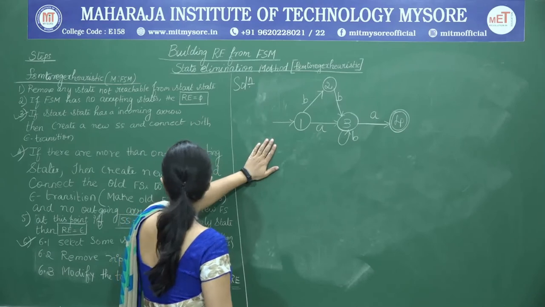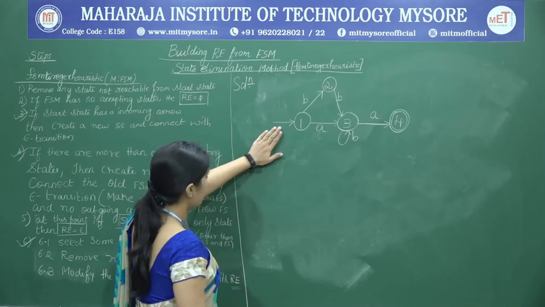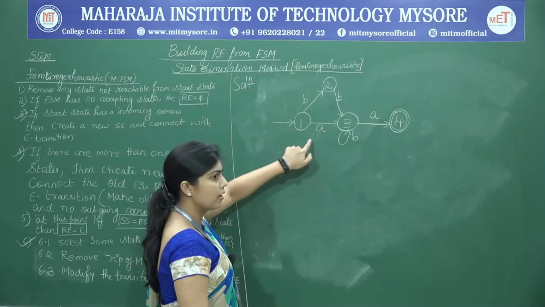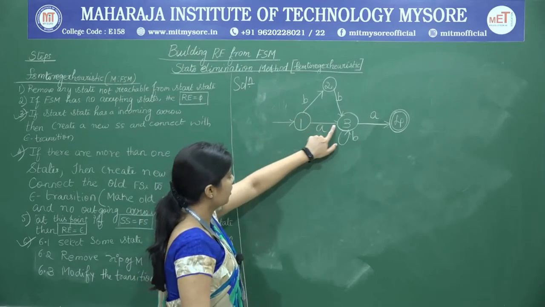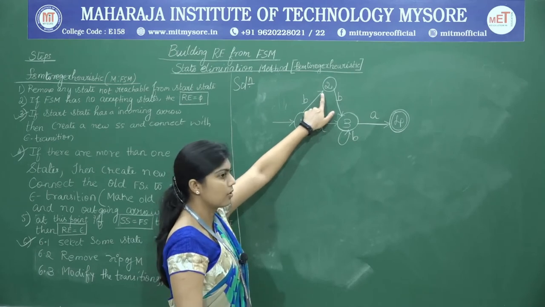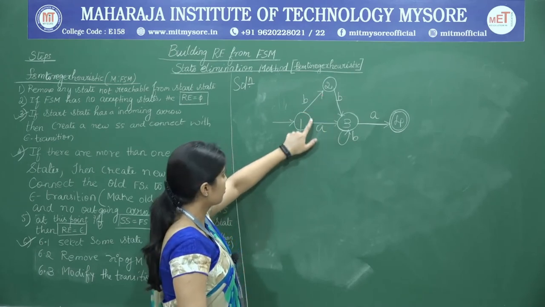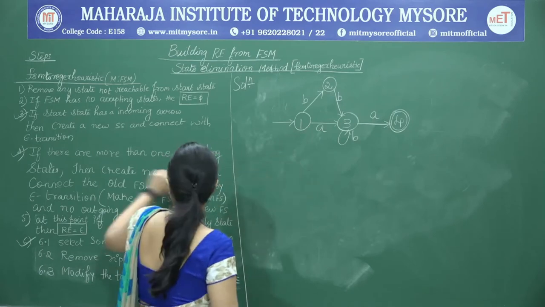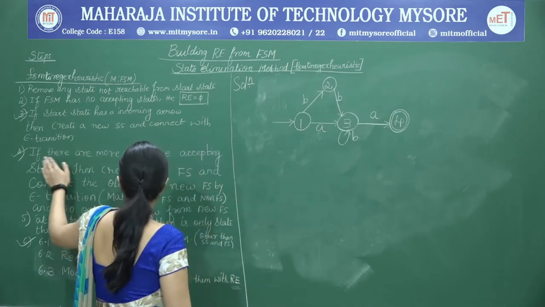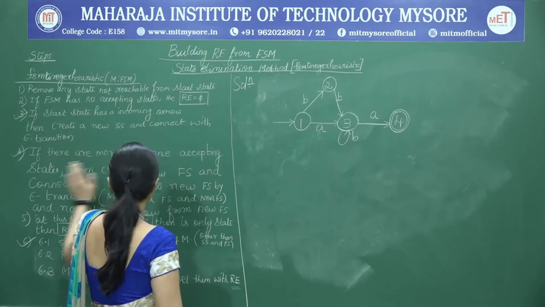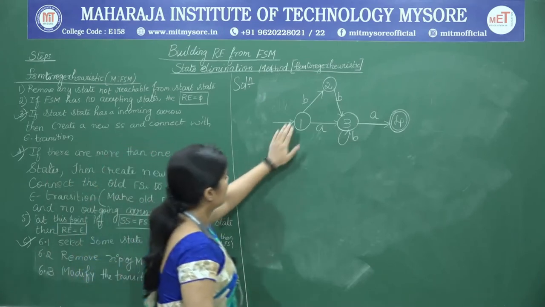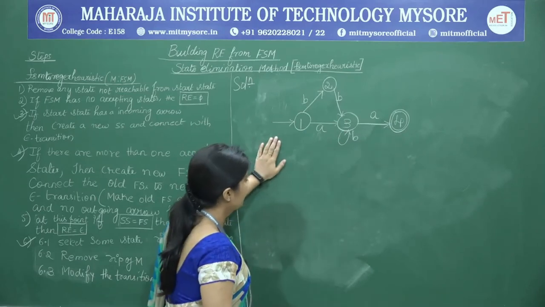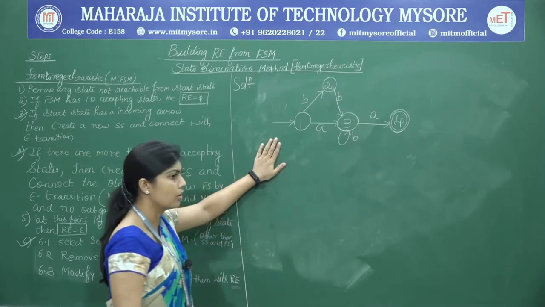Then we'll go to the third step and ask whether the starting state has any incoming arrow. There is a first outgoing arrow and a second outgoing arrow, but there is no incoming arrow here. So there is no need to create a new start state. Then we'll go to the fourth one. If there is more than one accepting state... you can see that there is only one accepting state here. So the fourth step will also not hold good.